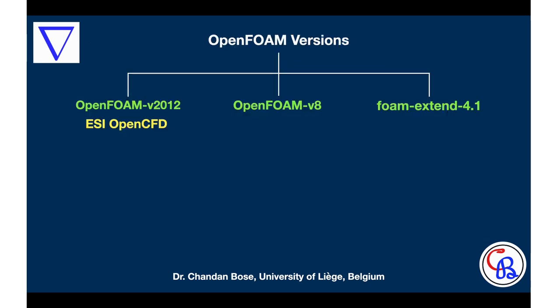Basically, as I have already stated in my previous videos, there are 3 forks of the OpenFOAM library. One is the ESI OpenCFD version, and the recent version is OpenFOAM version 2012. Second is the foundation version, and the recent version of that fork is OpenFOAM version 8. And the third is the community driven project Foam Extend, and the recent version is Foam Extend 4.1. Keep in mind that this tutorial will be valid for all these 3 forks.